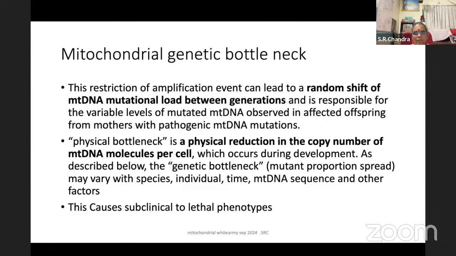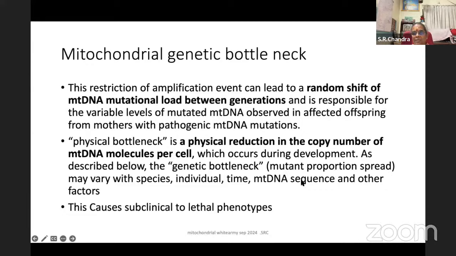Unlike the nuclear DNA, which has got a pattern, mitochondrial DNA has no pattern. They are randomly distributed, huge number, varying degree of combinations and segregation. And this physical bottleneck is a physical reduction in the copy number of the mitochondrial molecules per cell, which occurs during development. As described below, the genetic bottleneck or the mutant proportion spread. We saw that each cell has got different number of mutant proportion.